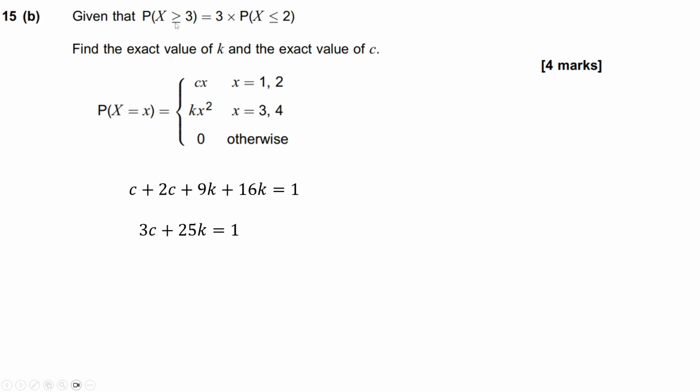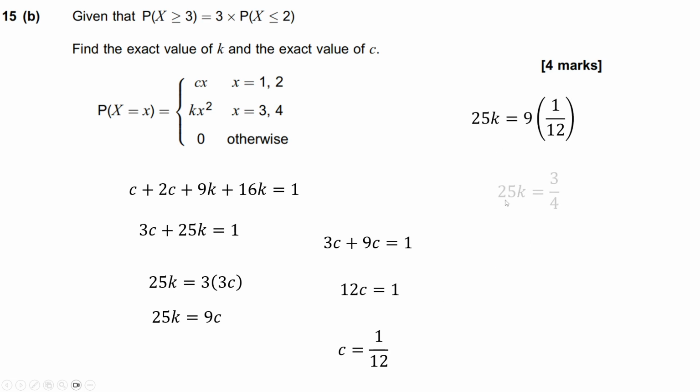Okay, now we're saying that the probability that x is greater or equal to 3. So we're looking at this section here, where it's when x equals 3 and when x equals 4. So that's 9k, add 16k, so that's 25k, equals 3 times, and then it's 1c plus 2c, equals 3 times 3c. Okay, this is 9c, obviously. This and that, you can solve them simultaneously. These 25k's match up, so this is 3c plus 9c equals 1. 12c equals 1, so c equals 1 over 12. Plug this into there, you'll get that, divide by 25, and you get this for k.